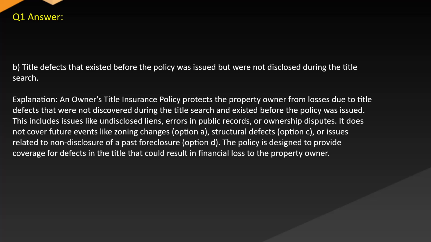Explanation: An owner's title insurance policy protects the property owner from losses due to title defects that were not discovered during the title search and existed before the policy was issued. This includes issues like undisclosed liens, errors in public records, or ownership disputes. It does not cover future events like zoning changes, option A, structural defects, option C, or issues related to non-disclosure of a past foreclosure, option D.